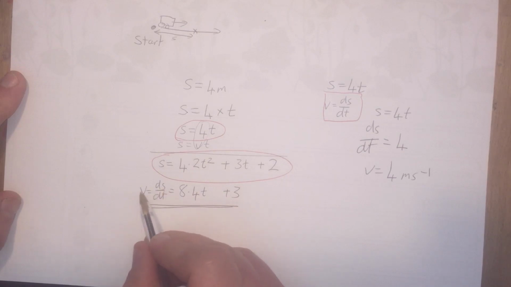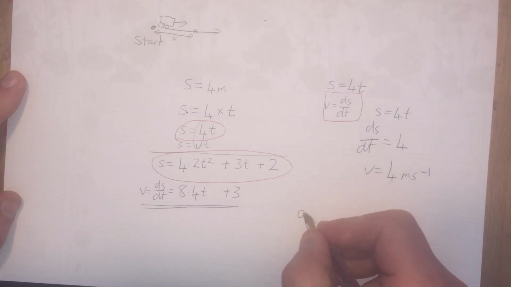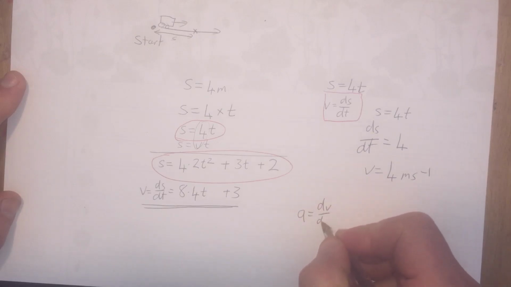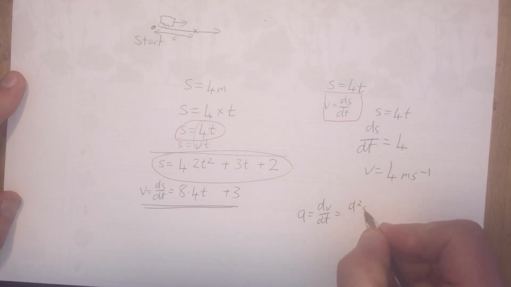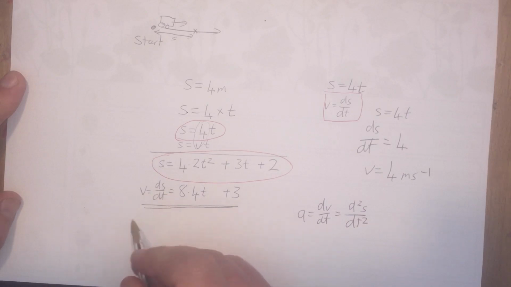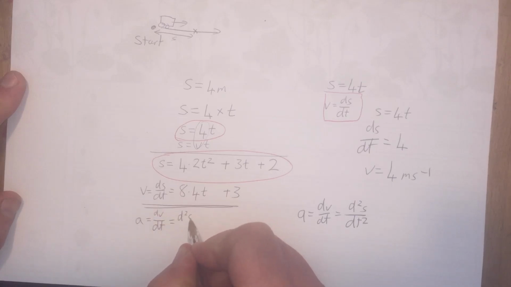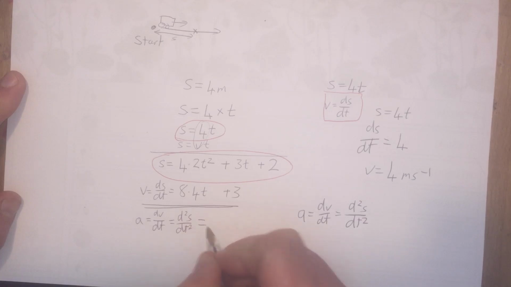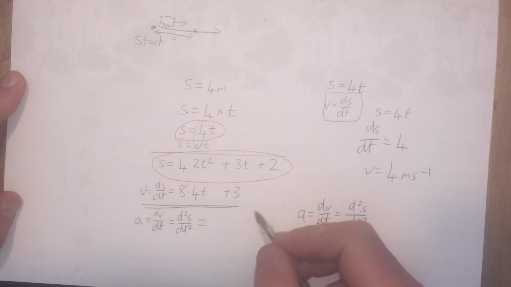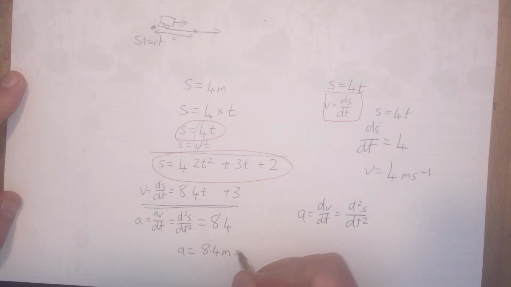Well, remember, this is the speed here, but the acceleration, and this is again from the last lesson, is dv by dt, or to put it another way, it's d2s by dt squared. So because we have this, we have to differentiate this again. The acceleration is basically differentiating this expression above for a second time. And if we do that, and we differentiate this again with respect to t, then we get 8.4. So in this case, the acceleration is 8.4 meters per second squared.